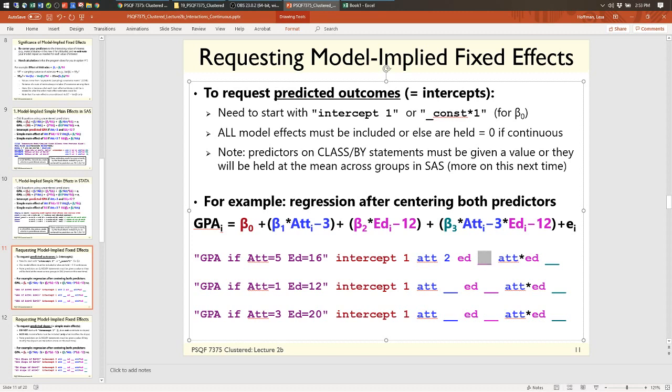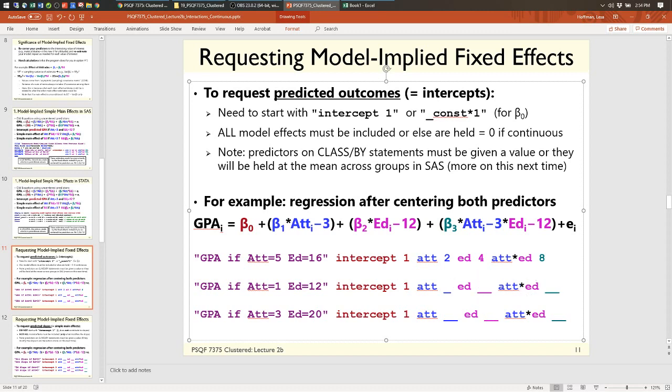Likewise, what do I put here for education? And my new 0 is 12. No. My new 0 is 12, and I want it for education equals 16 instead. 4. Now what goes here? 8. Yes, because 2 times 4 is 8. That's why.